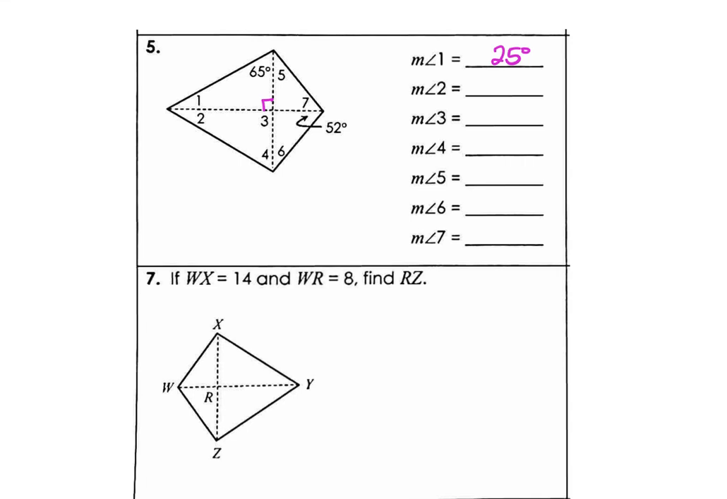We're going to jump around here a little bit. We are going to look at angle 3. That's an easy one. Angle 3 is one of the angles created by my diagonals. So every angle created by the diagonal is always what? 90 degrees, all right?